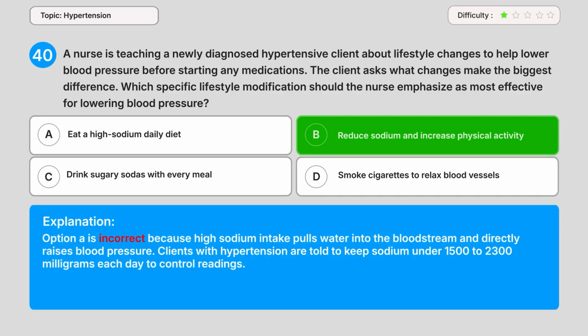Option A is incorrect because high sodium intake pulls water into the bloodstream and directly raises blood pressure. Clients with hypertension are told to keep sodium under 1,500 to 2,300 milligrams each day to control readings.